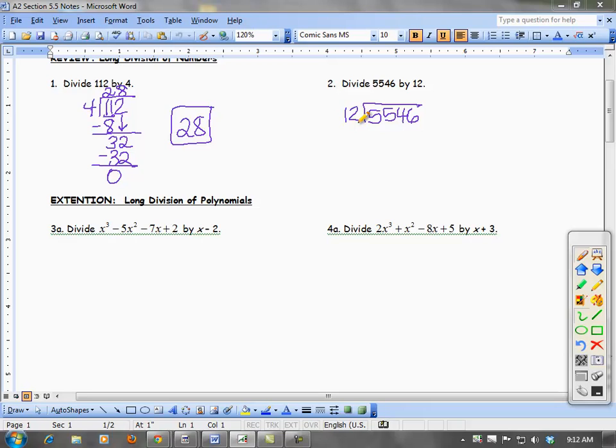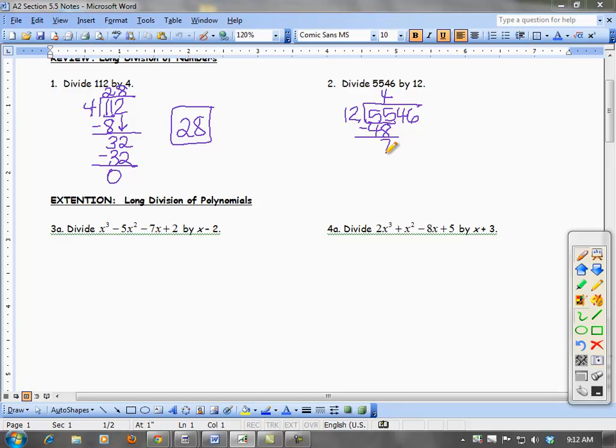This one's a little bit tougher because I'm dealing now with a double digit. But take a look. Can 12 go into 5? The answer is no. So can 12 go into 55? Yes. And it's going to go in 4 times because 4 times 12 is 48. And I'm going to subtract. I apologize. 55 minus 48 is 7.